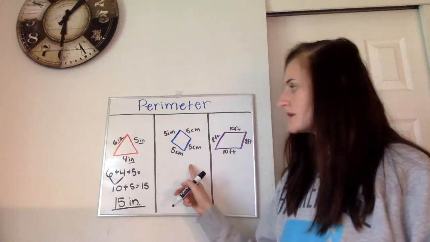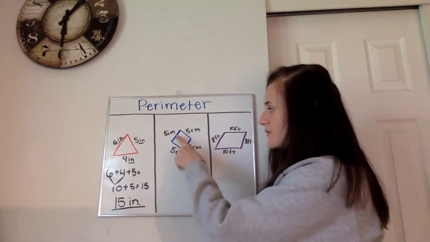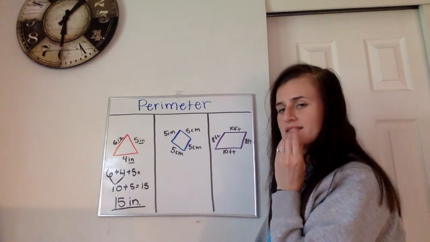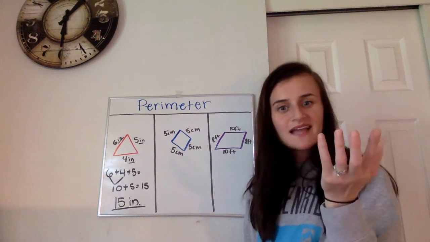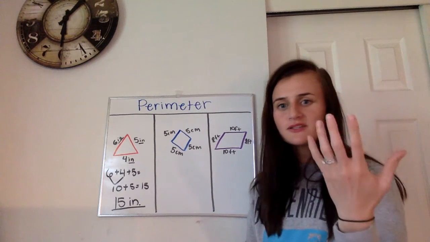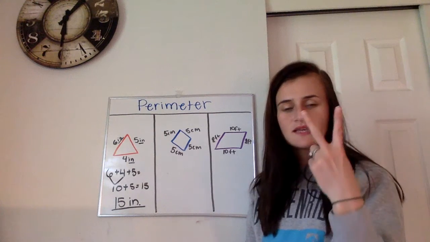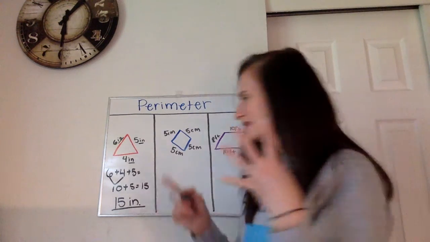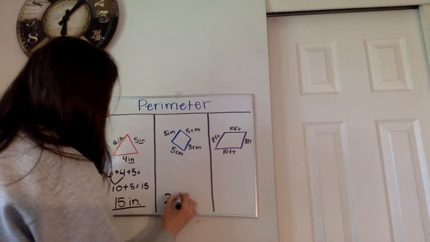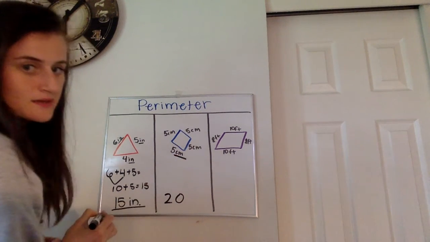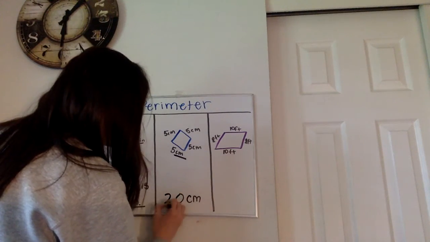So let's move on to a rhombus. Now a rhombus, I notice that it has 1, 2, 3, 4 sides. What do you notice about the length of those sides? Exactly, they're all 5. So I can just count by 5s 4 times. Let's do that. 5, 10, 15, 20. So a rhombus's perimeter is 20. Remember what the unit is? You got it, 20 centimeters.